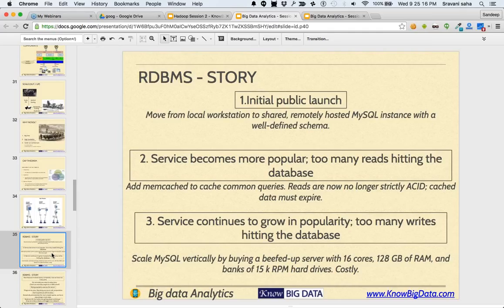In today's era, where you launch a service, you have a couple of press releases, a couple of requests coming in. After a point in time, you hit the roadblock. So let's hear the story. The team was very happy. They did an initial public launch and champagnes, and then you have this. They moved the data from local workstation to shared, and everybody was happy. So they had a remotely hosted MySQL instance with a well-defined schema.